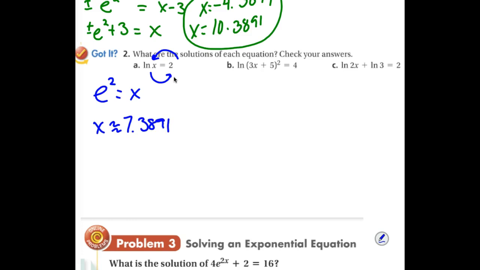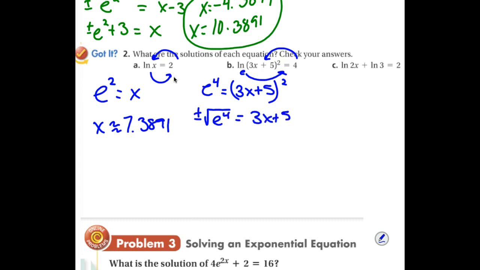Okay. For the second one, again, our base is e, so picture doing your circle. e to the fourth equals (3x plus 5) squared. That quantity is squared. To undo the square, we have to square root both sides. Okay, so we're going to have plus minus the square root of e to the fourth equaling 3x plus 5. When I square root e to the fourth, we said we got e squared. So plus minus e squared equals 3x plus 5.